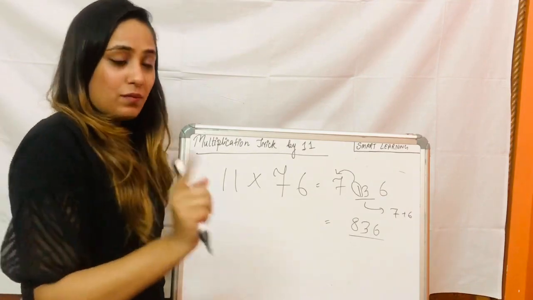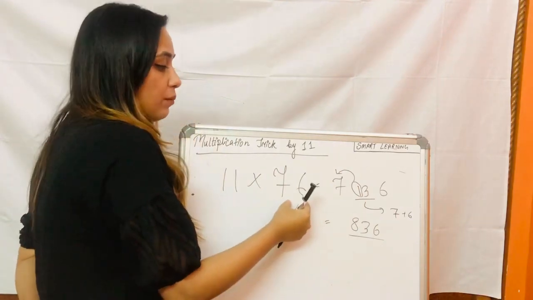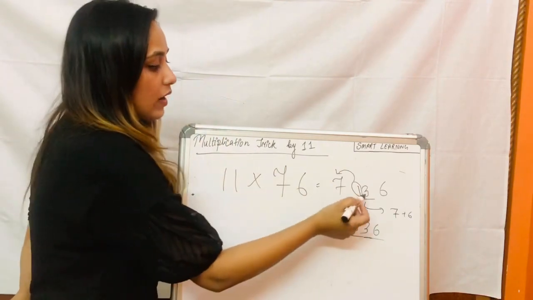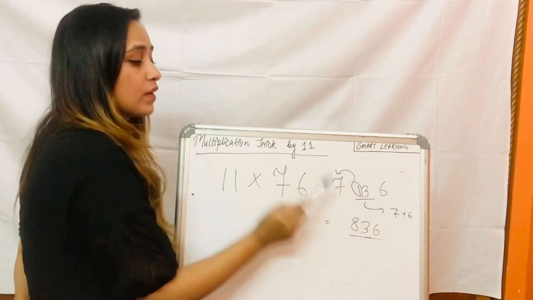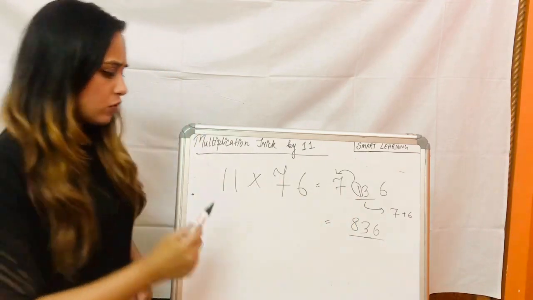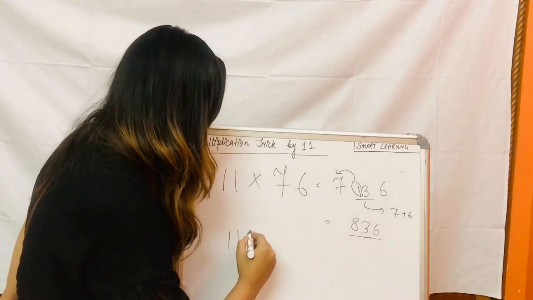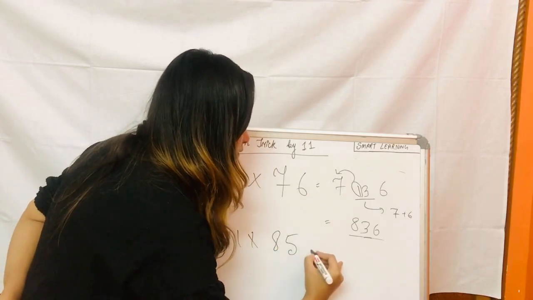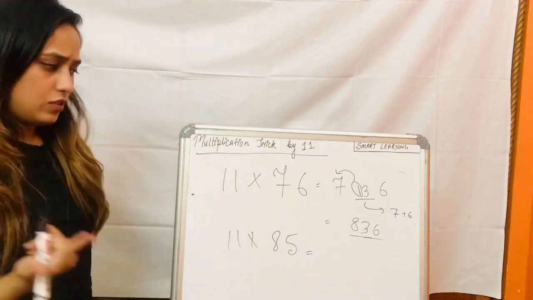The only thing you have to remember here is that when it is a 2-digit number, only a single digit comes in the middle. So I'm adding this 1 up here. Let me take one more example up to you. 11 into 85. Right? You can try.